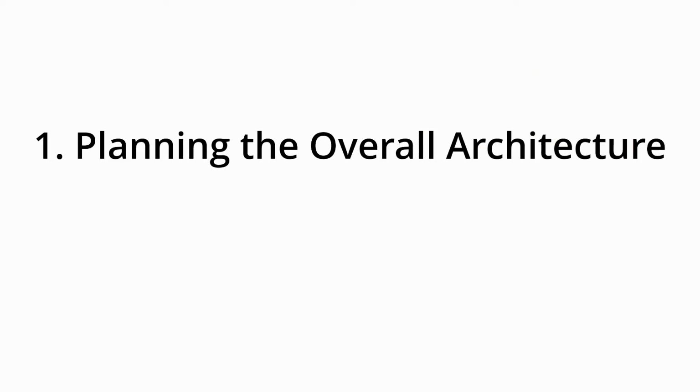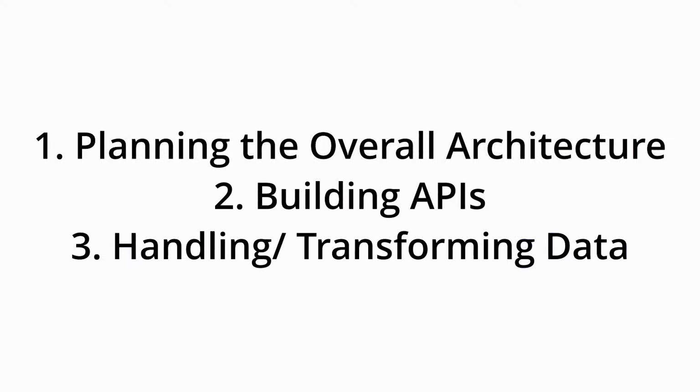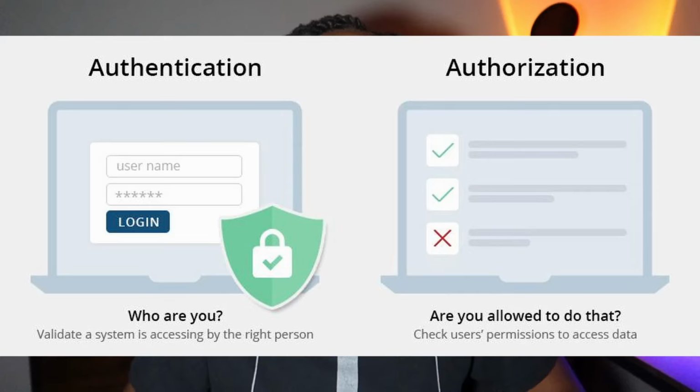So overall, the duties of a back-end developer make up basically planning and shaping the architecture of the entire application, creating the APIs, and handling or transferring the data that they receive from the API from the user. A backend developer also handles security things as well as authorization and authentication of a user.